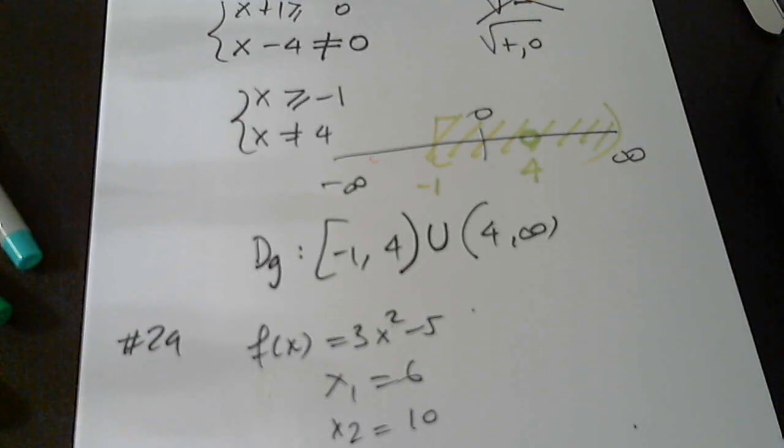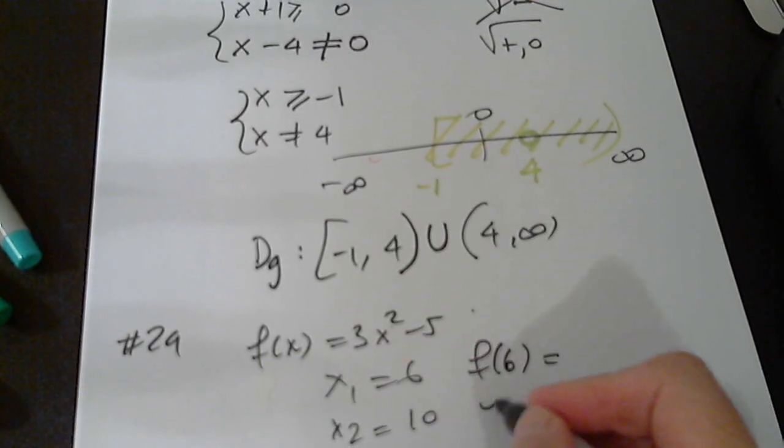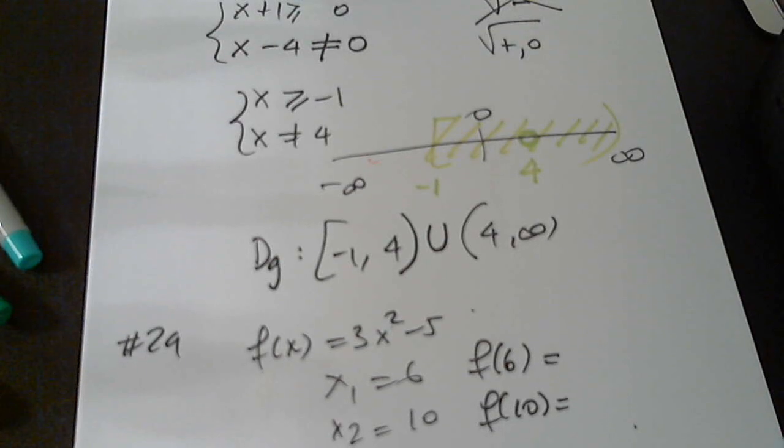What do I need to do next? First step here. Plug in the first x1. Exactly. So find f of 6. Find f of 10. You know exactly what I'm going to do. You already learned my style. You adopt it if you like it. Don't adopt it if you don't. But I highly recommend it.